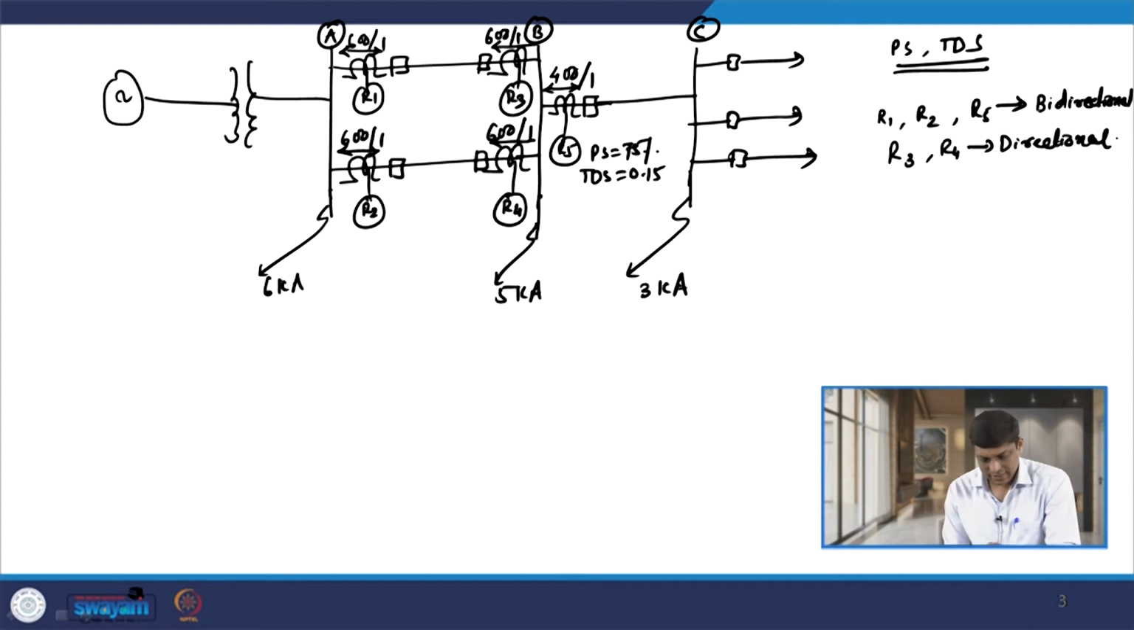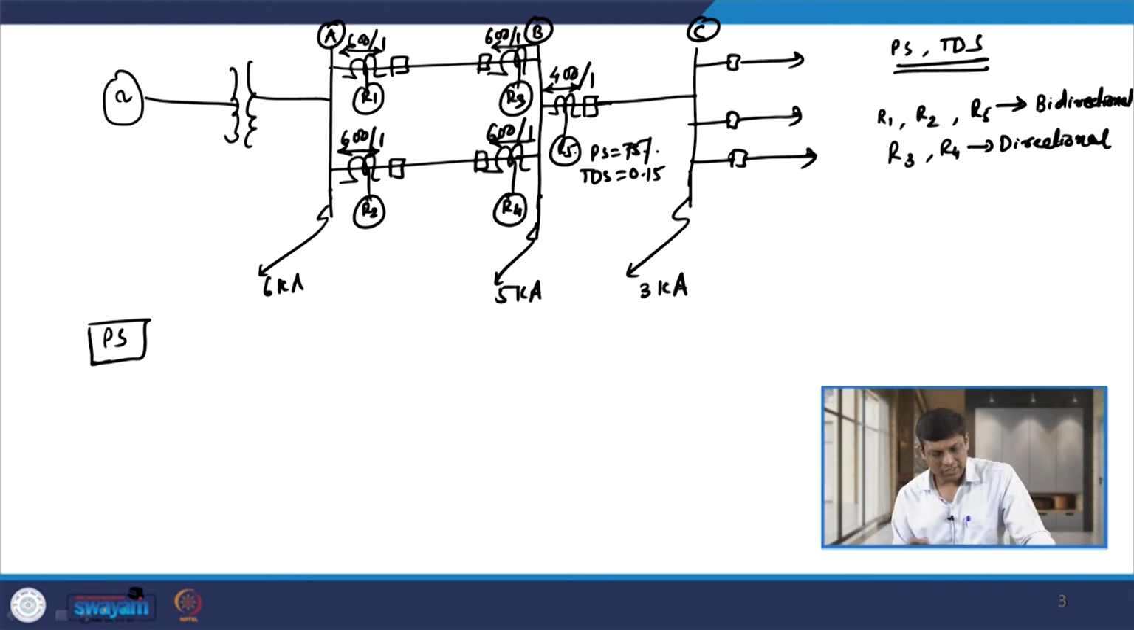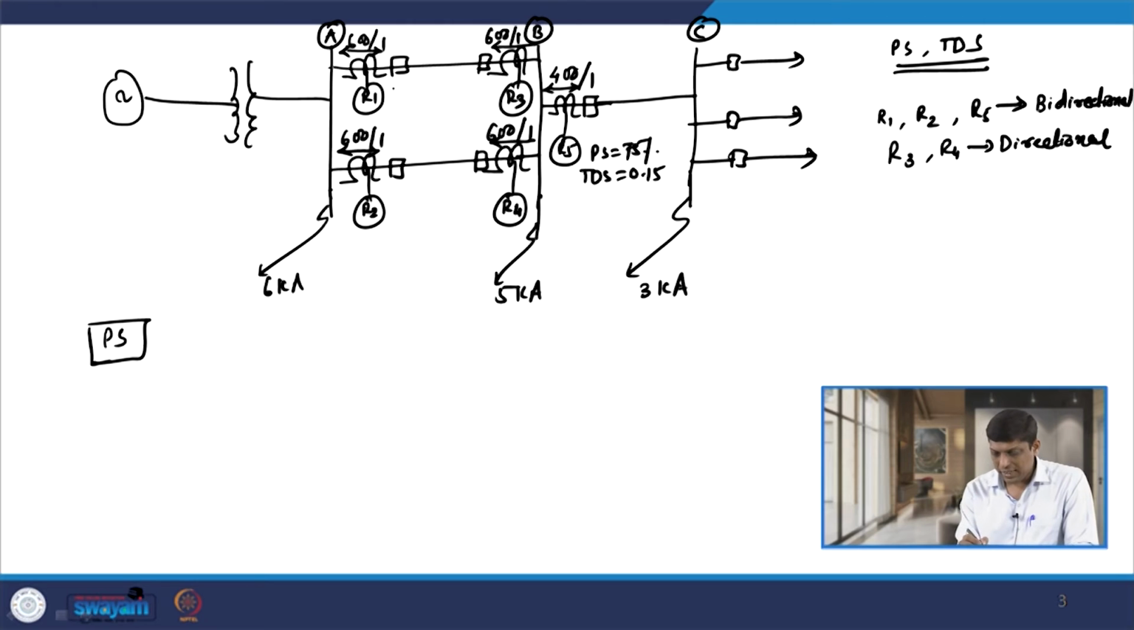So, now let us start discussing how we can find out the plug setting of these relays. The plug setting of relay R5 is given as 75% of 400 ampere, or 1 ampere secondary side. R1 and R2 we have to coordinate with relay R5 because R3 and R4 are directional. So obviously R5, which is a bidirectional relay, needs to be coordinated with relays R1 and R2. The settings of R1 and R2 are both the same because we assume that the CT ratios are also the same, and the load capacity of this line as well as this line are both equal.